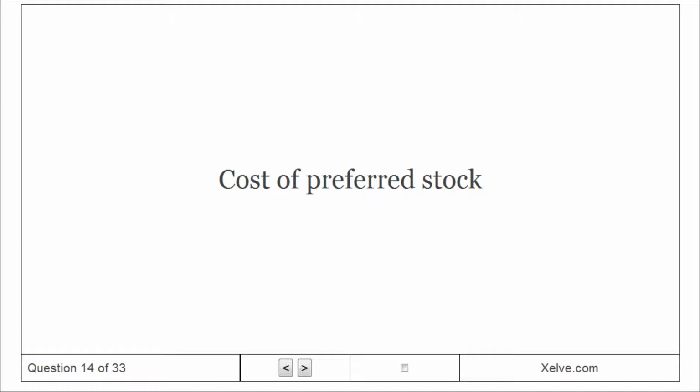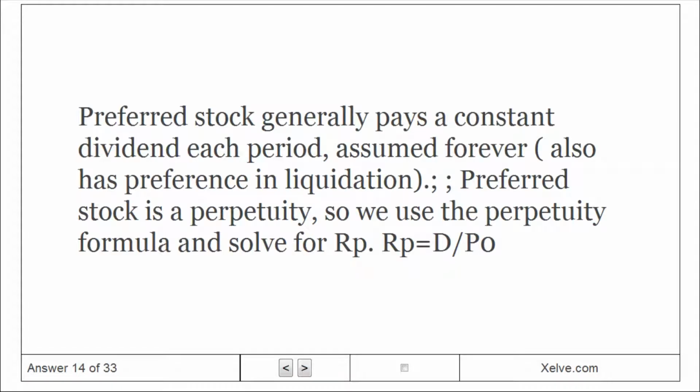Cost of preferred stock. Preferred stock generally pays a constant dividend each period, assumed forever. Preferred stock is a perpetuity, so we use the perpetuity formula and solve for Rp. Rp equals D over P0.